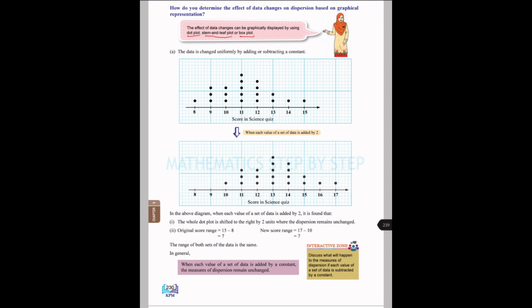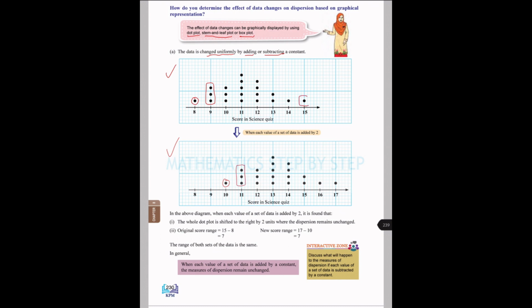So first of all, A, we can see that both of these are dot plots, okay? The data is changed uniformly by adding or subtracting a constant. So let's see, the minimum value in this case is 8, then now becomes 10. Then these 3 data initially is 9, then now becomes 11.